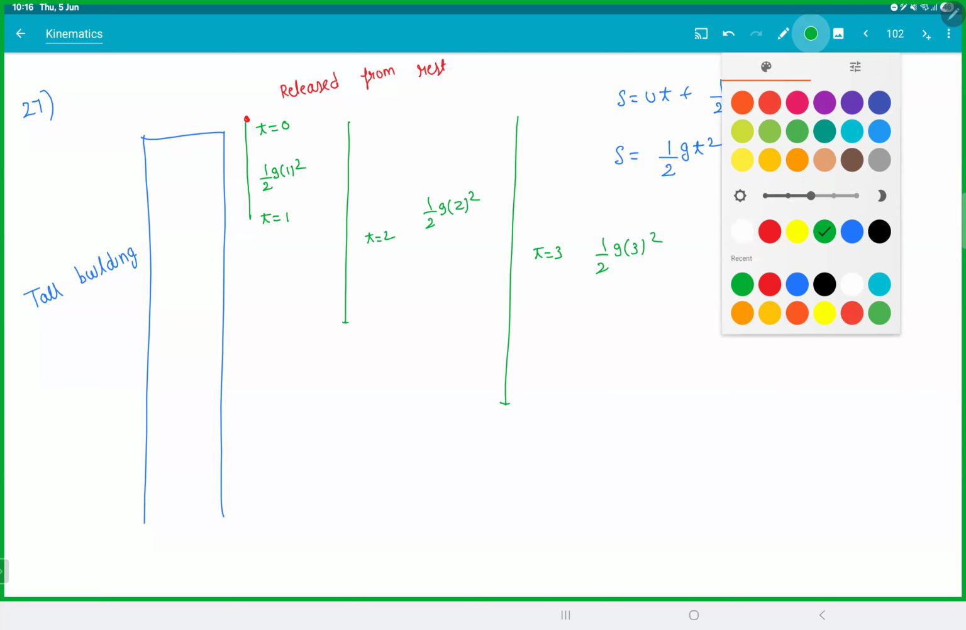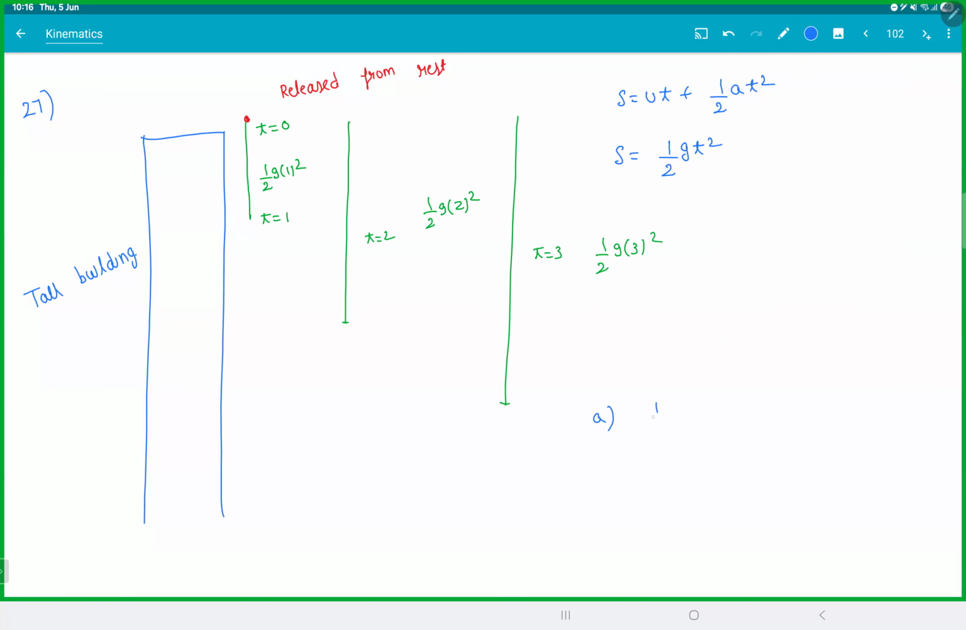You can see the sequence. So the first question, the answer would be half g1 square is to half g2 square is to half g3 square, and so on. So this will be 1 is to 2 square is to 3 square is to so on. What about the second part?